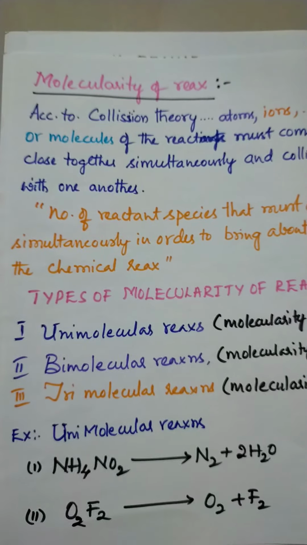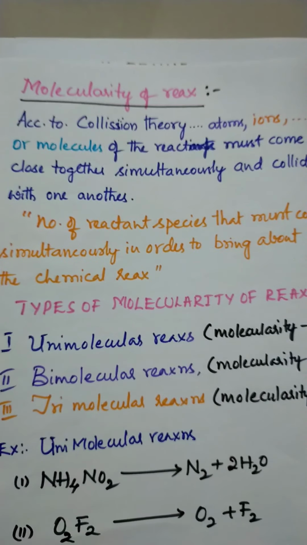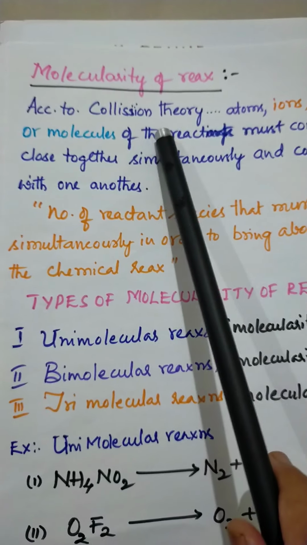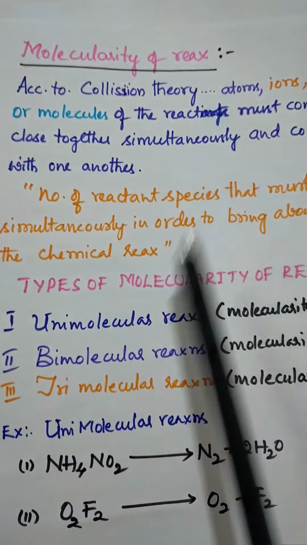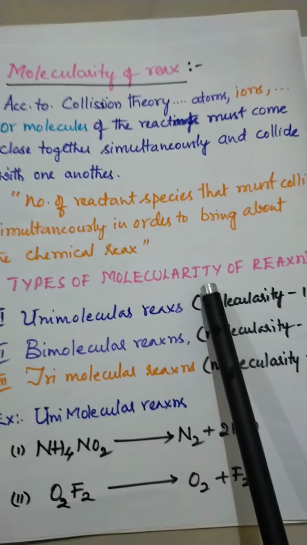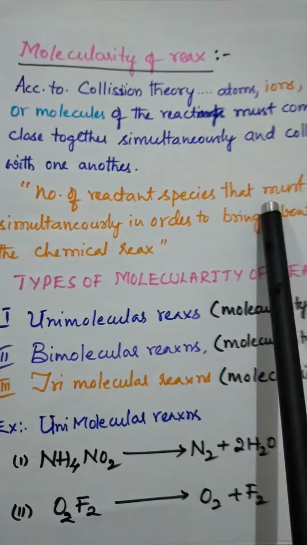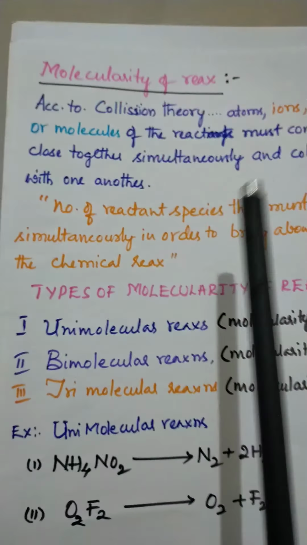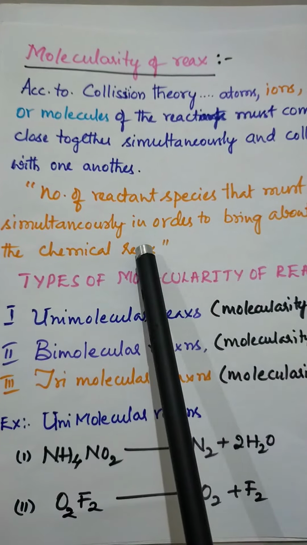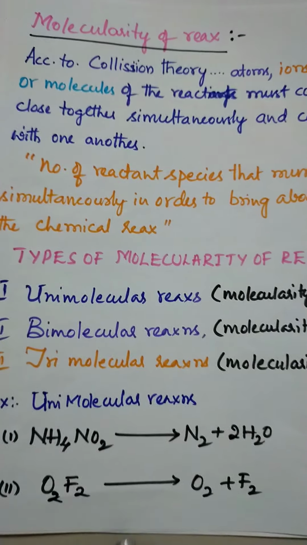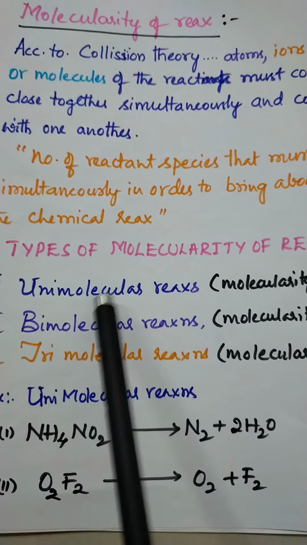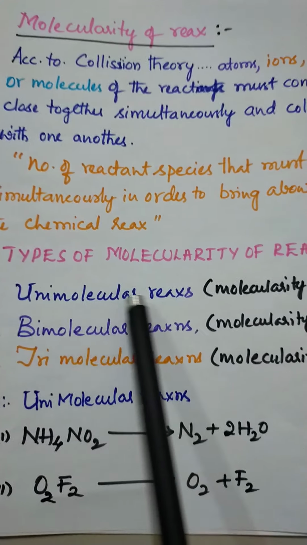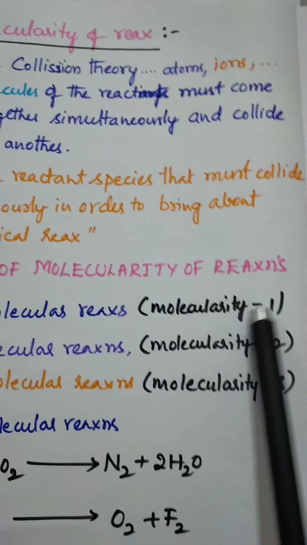Next, after this one, is there any question regarding this? Just to understand the basic concept of the collision theory and then the definition of molecularity of a reaction. Then what are the different types of molecular reactions? As we know, the number of particles come close together and collide simultaneously in order to bring about the reaction. If only one molecule is going to collide by itself, that reaction is called what? Unimolecular reaction, because the molecularity is one.